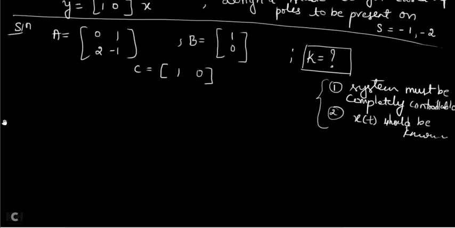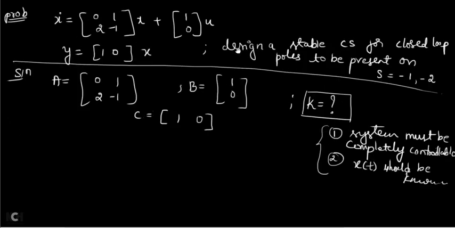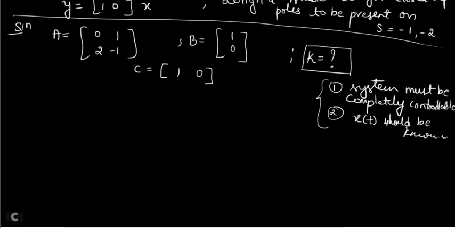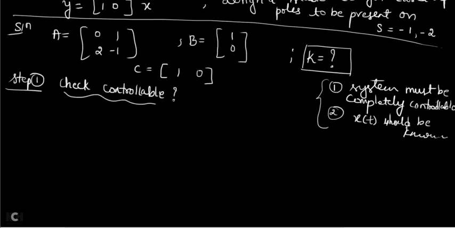Now, the first step in designing using the pole placement method. So this problem is to design a control system using the pole placement method. The first step is to check whether the given system is controllable or not. If it is not controllable, then you have to stop the problem, because you cannot continue further. You cannot design a control system. So how to check the controllability? You know the equation: QC is given by B partitioned with AB.